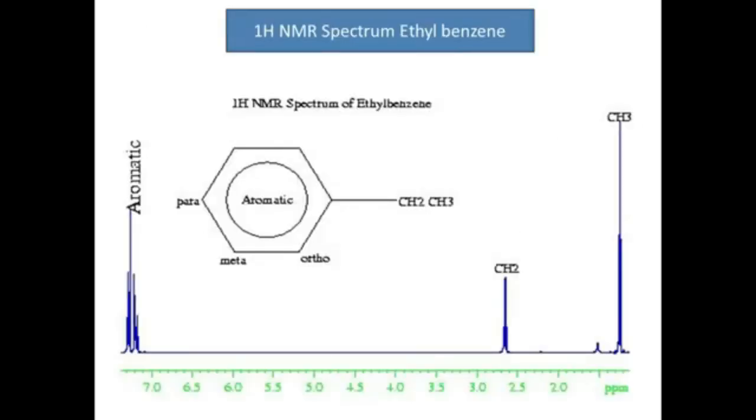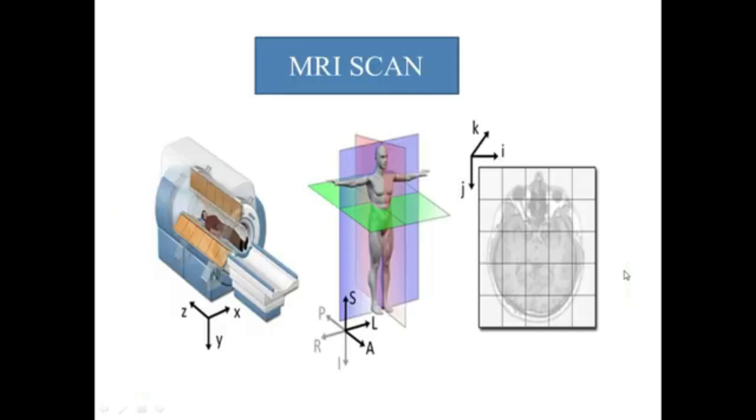Another spectrum is the proton NMR spectrum of ethyl benzene. Here you see the methyl group appears in the 1 to 2 region, the CH2 group appears in 2 to 3, and the aromatic group appears in the 6 to 7 region. So this is the proton NMR spectroscopy of ethyl benzene.